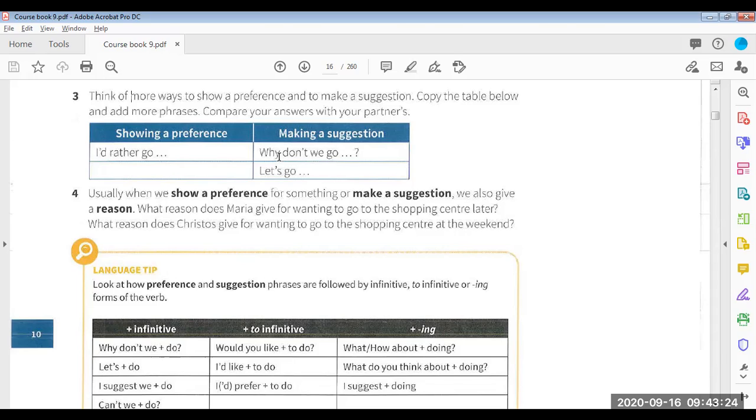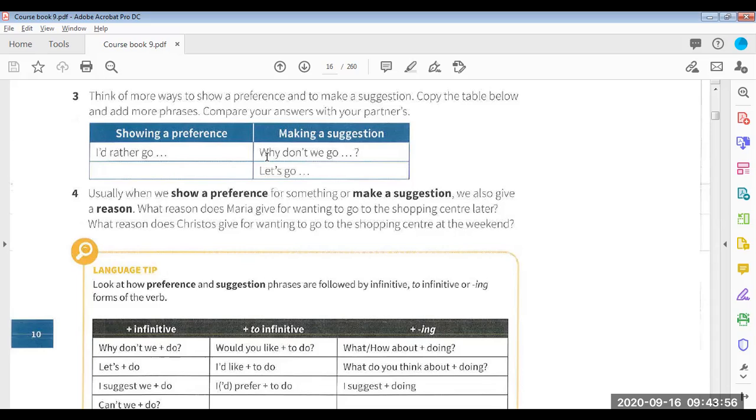So after discussion on activity 3, we started activity 4, and activity 4 was about track number 2. The question was, usually when we show a preference for something or we make a suggestion, we also give a reason, like why I want to suggest this thing or why I make a preference.